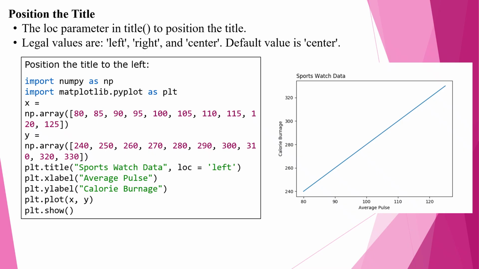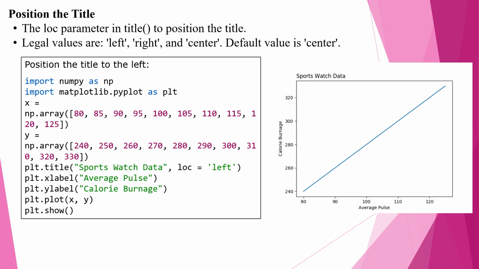This code demonstrates how to change the position of the title in a Matplotlib plot. After importing the necessary libraries and defining the x and y data using NumPy arrays, the plot function is used to create a line graph. The title function is then used to set the title as sports watch data, and the parameter loc is specified as left, which positions the title on the left side of the plot instead of the default center alignment.